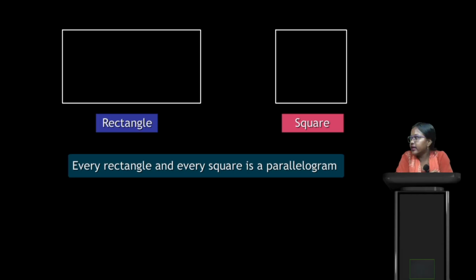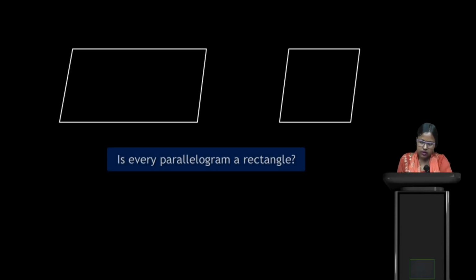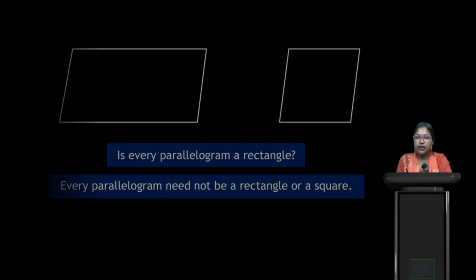That means from here what can we tell? Every rectangle and every square is a parallelogram. Yes, we can tell. I hope this much is clear. From here what can we conclude? Every rectangle and every square is a parallelogram actually. Okay. Is every parallelogram a rectangle? Now if I ask you, every parallelogram need not be a rectangle or square. Why? Because all the angles are not necessarily 90 degrees to become a parallelogram. So as angles are not 90 degrees, it is not a square, not a rectangle. So that means all parallelograms need not be a rectangle or square.